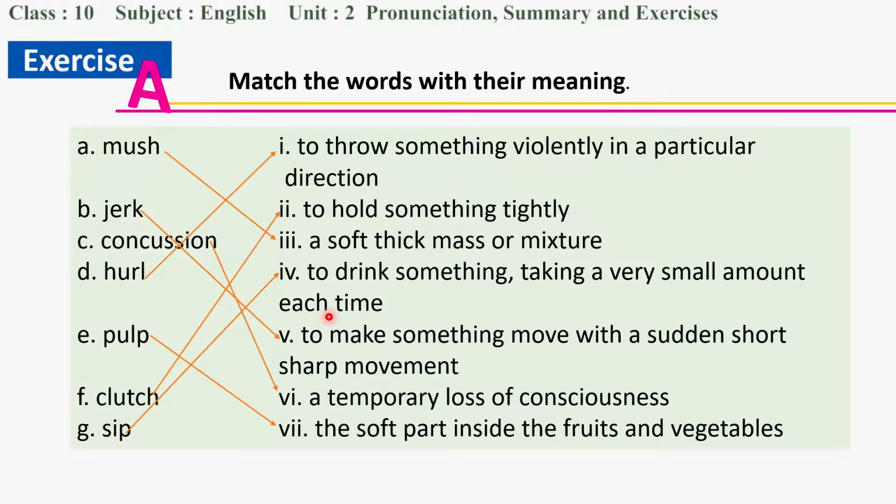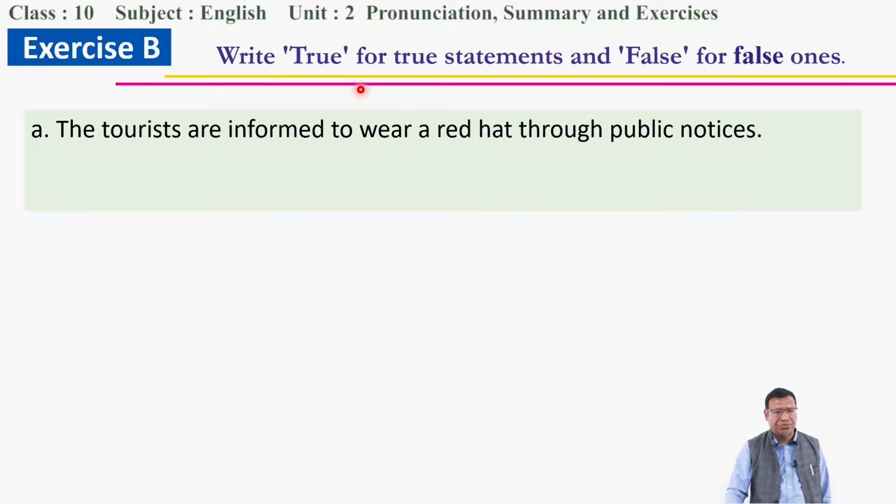Make your own words. That's fine. Now let's go to exercise B. Write true for true statements and false for false statements. Okay. So when you are asked to write true, then you have to write true. Don't write T. All right. If you are asked to write true, then you write true, not T. So that's what you have to remember in the examination also.